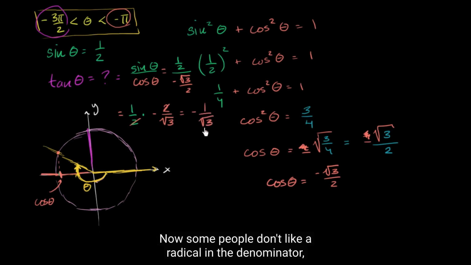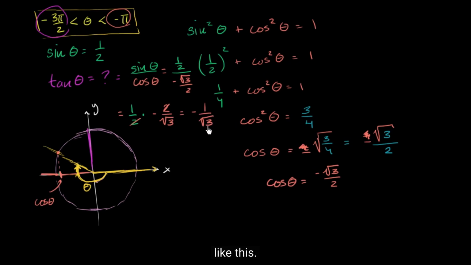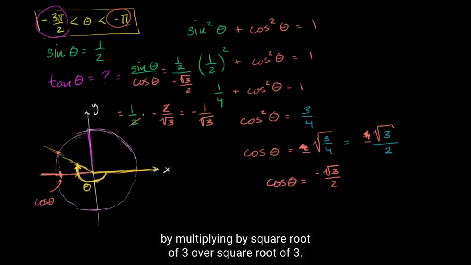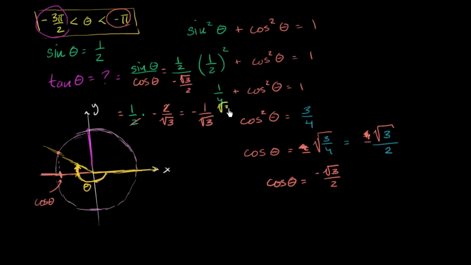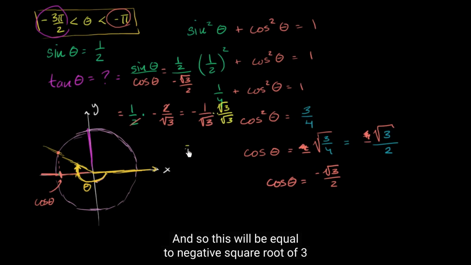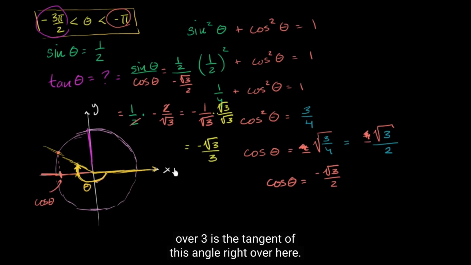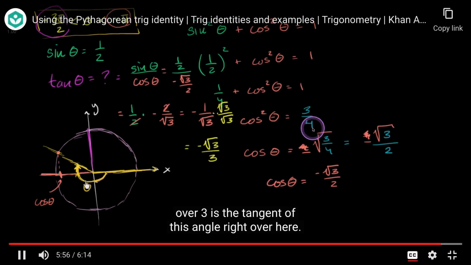Now, some people don't like a radical in the denominator like this. They don't like an irrational denominator. So we could rationalize the denominator here by multiplying by square root of 3 over square root of 3. And so that gets us negative square root of 3 over 3 is the tangent of this.